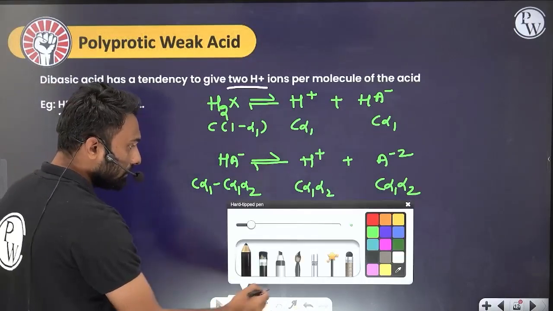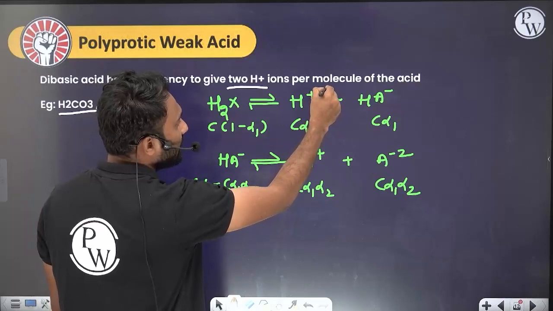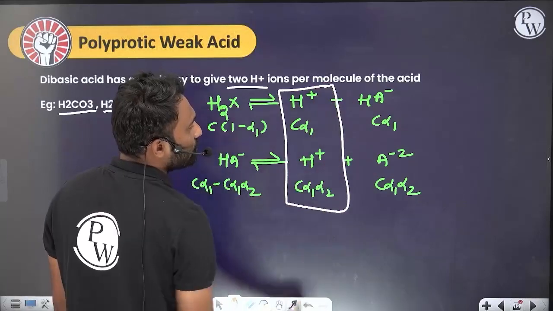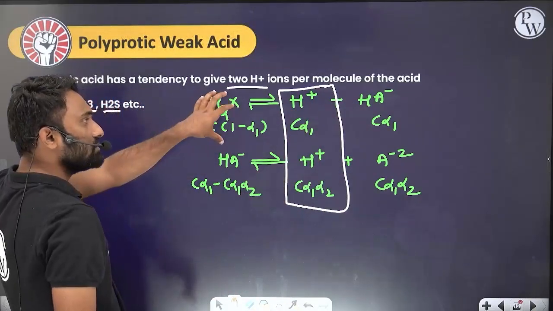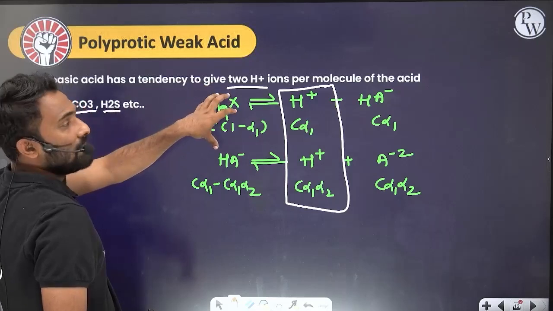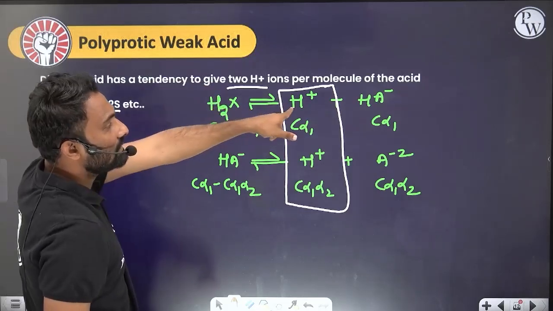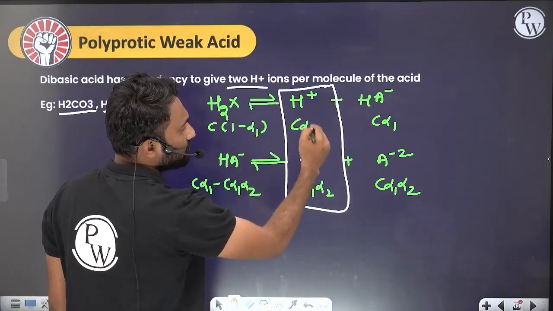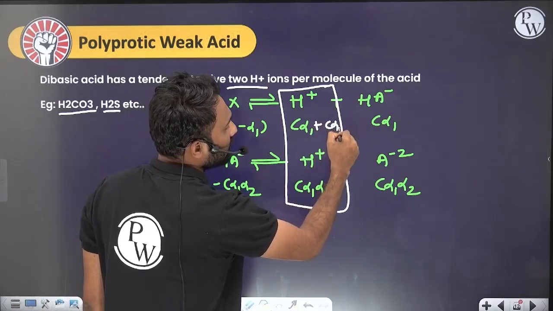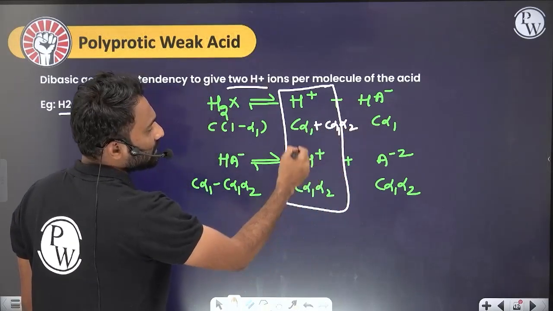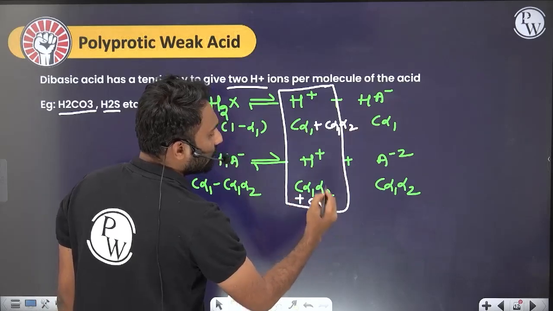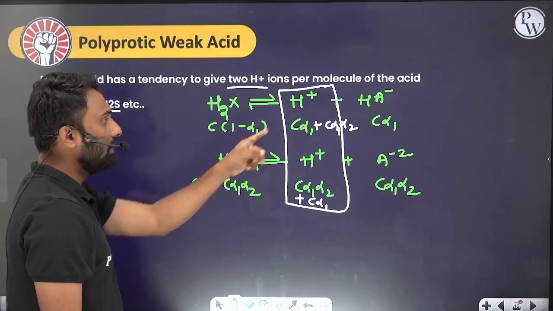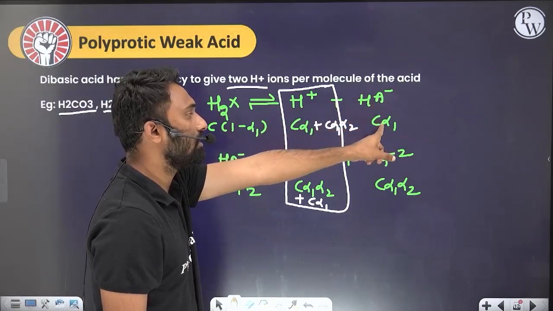Now, what is the total H plus ion concentration in the solution? This H plus and this H plus are present in the same solution, coming only from the same dibasic acid. So the C alpha 1 concentration, if you add C alpha 1 into alpha 2, will give the total H plus ion concentration in the solution. Now here, the HA conjugate base concentration initially is C alpha 1.